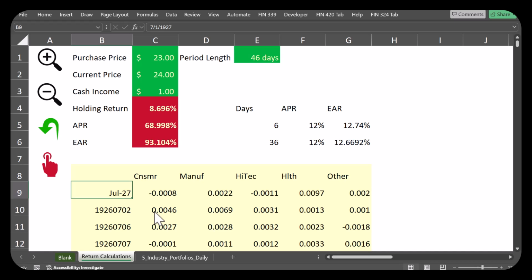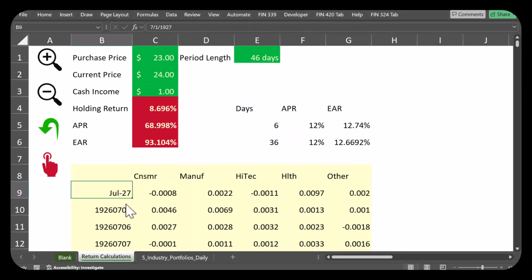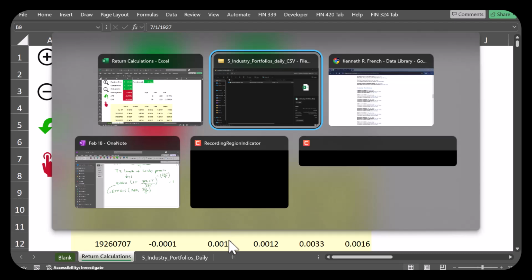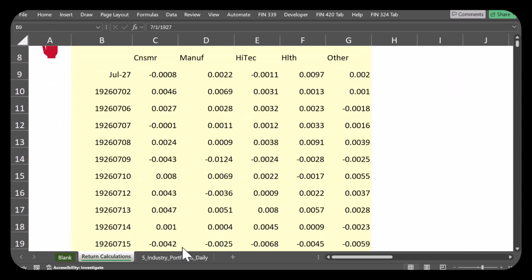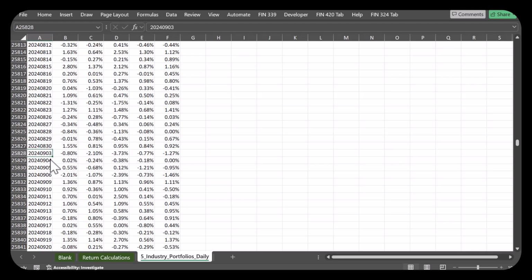Are these daily? In fact, they are daily. Yeah, yeah, yeah. I think so. Yeah, they are daily. Okay, that's even better for some of the stuff I want to do.